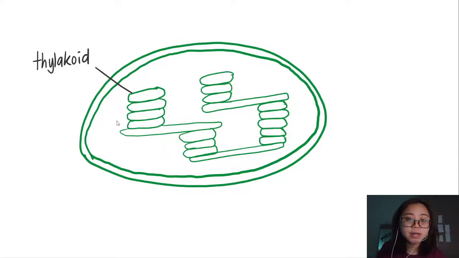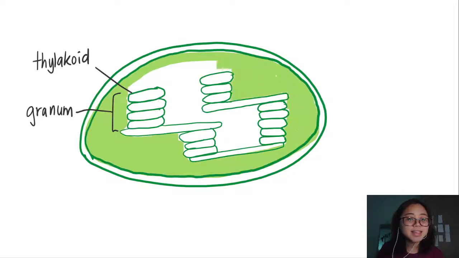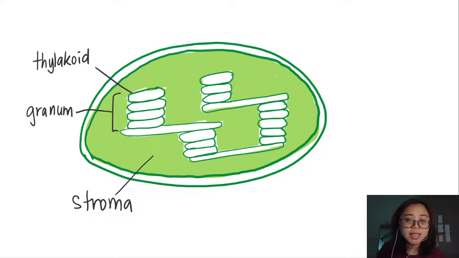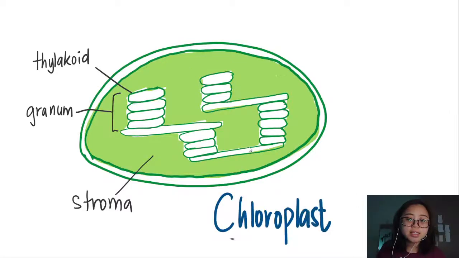Satu stack macam ni, saya panggil sebagai granum. Bila banyak, saya panggil sebagai grana. And then this region is called the stroma. This is where you find the other stuff. And this is called your chloroplast.